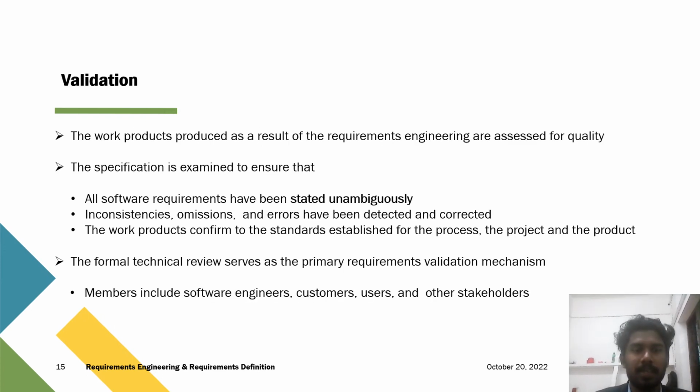Next one is validation. Validation is nothing but the work products produced as a result of requirements engineering are assessed for quality. The specification is examined to ensure that all software requirements have been stated unambiguously. Inconsistencies, omissions, and errors have been detected and corrected. The work products conform to the standards established for the process, the project, and the product. The formal technical review serves as the primary requirements validation mechanism. Members include software engineers, customers, users, and other stakeholders.